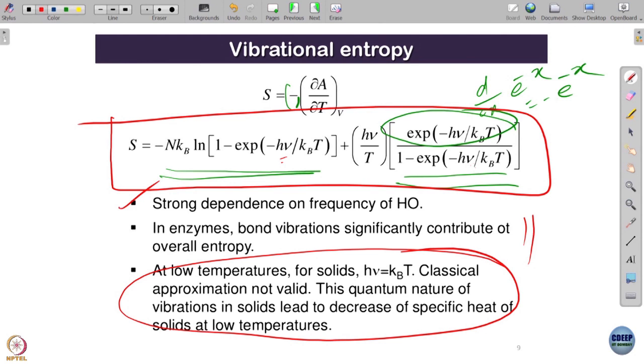Again, h nu by kBT large means this term goes to 0. That means, if I look at the large frequency limit, h nu by kBT much greater than 1, then this quantity goes to 0, because this e to the power minus h nu by kBT will kill it. So this term will go to 0, and I am left with 1, and as I already described, ln 1. So entropy is going to go to 0. The entropic contribution of a large vibrational mode is negligible.